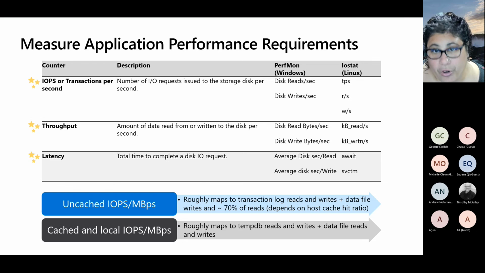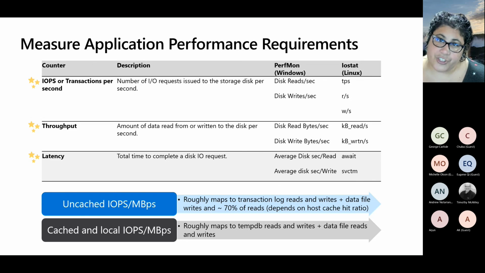So you can get this from perfmon. Reads per second and writes per second are your IOPS. Disk read bytes per second and disk write bytes per second is your throughput. And then your latency would be average seconds per read and seconds per write.